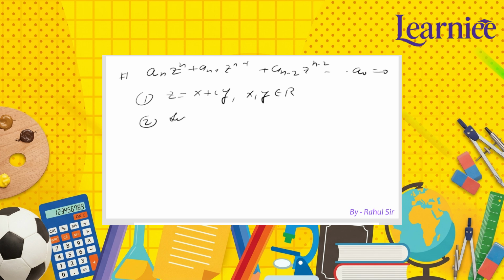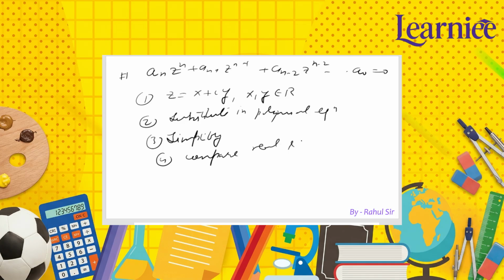The second step is to substitute in the polynomial equation, and then we simplify this. Fourth, we compare the real and imaginary parts, then solve the equations in x and y. We get equations in x and y, solve them, and we get x and y. x and y is nothing but the solution.